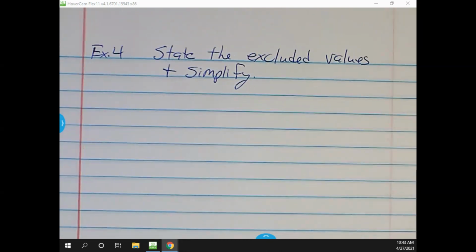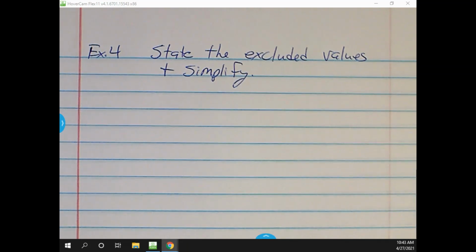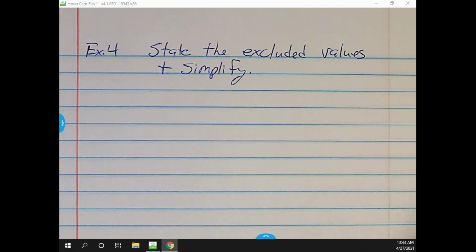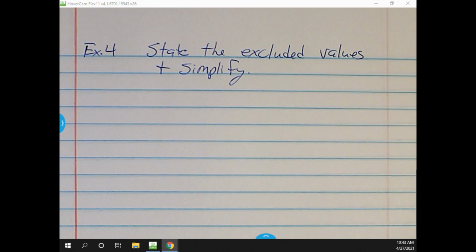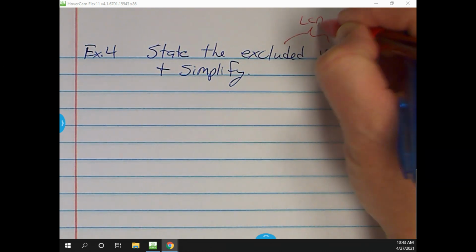Okay, the only thing we're going to do different on this one is we're still going to simplify, which in this case is adding and subtracting, but we're also going to state the excluded values. And the good thing is that for excluded values, the only thing is your least common denominator equal to 0.